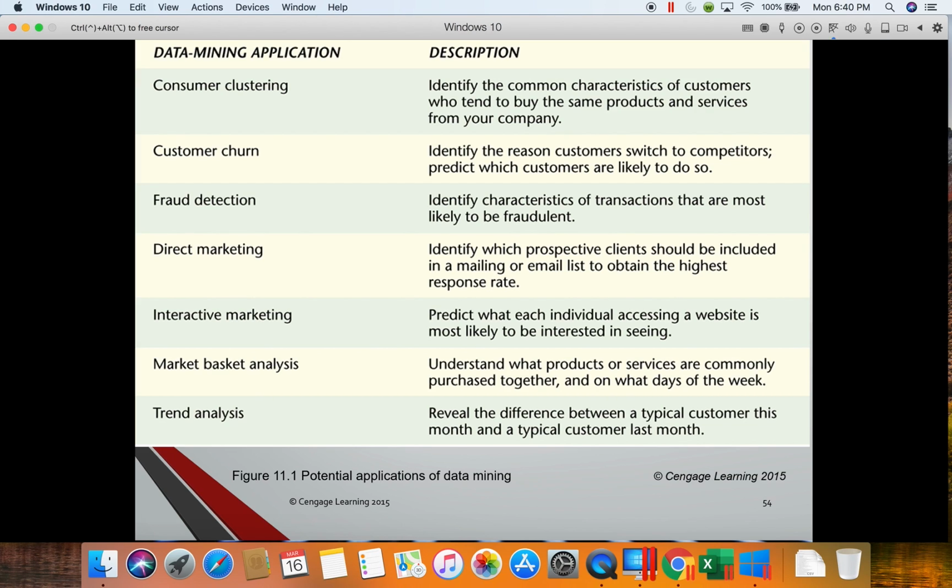Trend analysis will reveal the differences between a typical customer this month and a typical customer last month. So if this month my typical customer was spending $200 and next month my typical customer is only spending $100, I might want to know what is causing that difference. Is the economy starting to create scare for people, or is there some other reason? And so we can look for those trend relationships, the trend analysis.